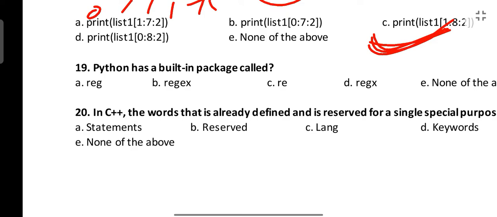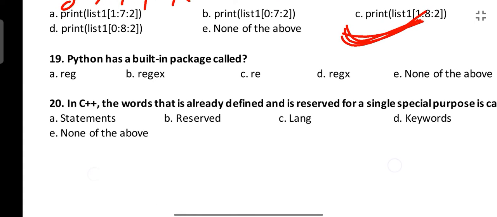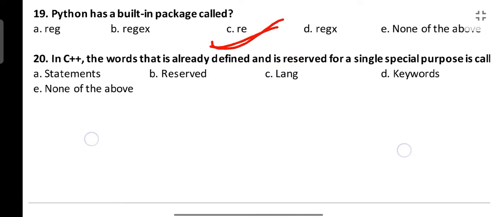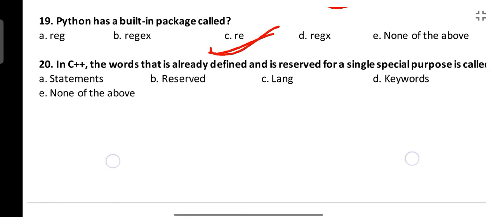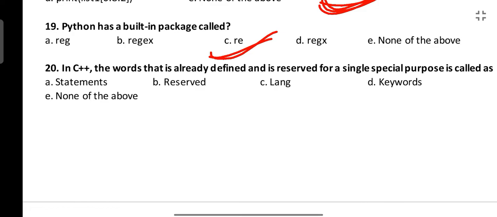Next is: Python has a built-in package called, so for regular expressions Python has a built-in package which is re. To use this, what code do we give? import re, and then we can use all the regular expression type of questions. Next is: in C++, the words that are already defined and reserved for a special purpose are called, so those are known as keywords. Option D.